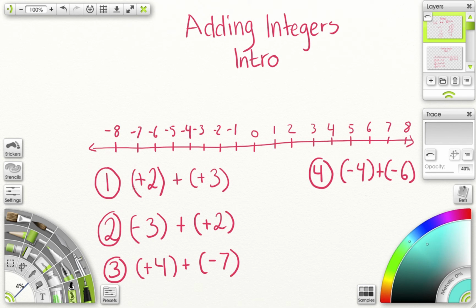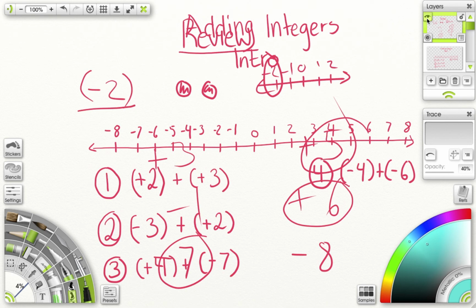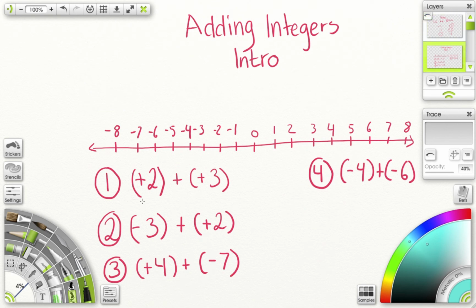Our first question, number 1, is +2 plus +3. The way to add them together is to take your first integer, +2, and locate it on your number line. Remember, positive numbers will not always have a positive sign in front of them. I'm just using it for an example. Usually if it's a positive number, it'll just be the number by itself. However, if it's a negative number, it'll always have a negative sign in front of it. So 2 and +2 are the exact same thing.